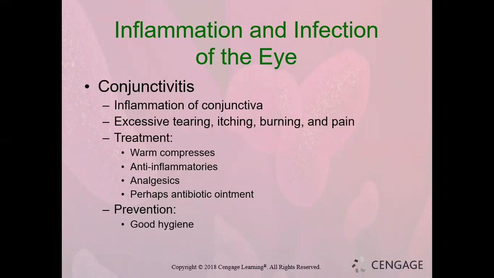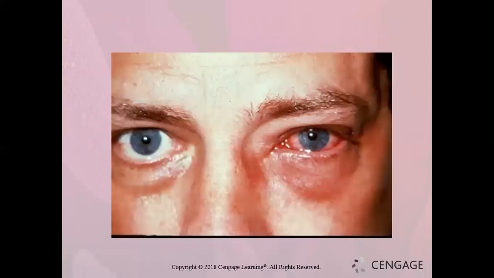Conjunctivitis is an inflammation of the conjunctiva. This causes excessive tearing, itching, burning, and pain. You're going to want them to put warm compresses, take anti-inflammatories like ibuprofen, analgesics for pain, and an antibiotic ointment most of the time, because itis we know is inflammation, and they can prevent that with good hygiene. We talk a lot about not rubbing your eyes or putting your hands on your face. I know of a pharmacy one time that wouldn't hire people if during the interview they touched their face with their hand, because that's just how you transmit things.